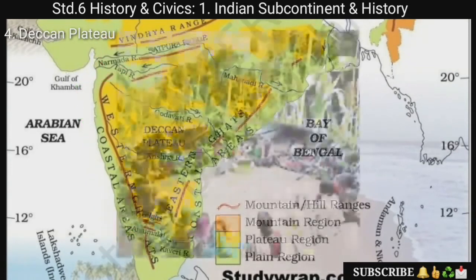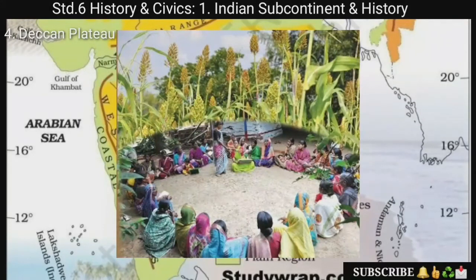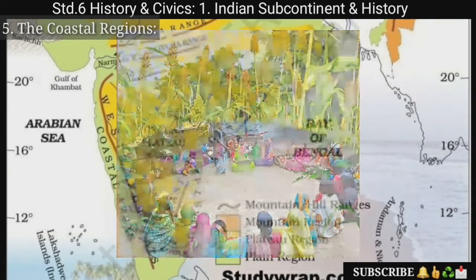Deccan Plateau has fertile land where many post-Harappan agrarian cultures flourished. Deccan Plateau was a part of the Maurya Empire, the largest in ancient India. After the decline of the Maurya Empire, too, several other kingdoms and smaller empires continued to flourish in this region. Okay, students, so this is about Deccan Plateau. Now, next we shall study about the coastal regions.